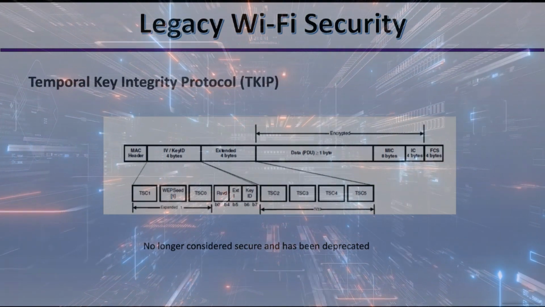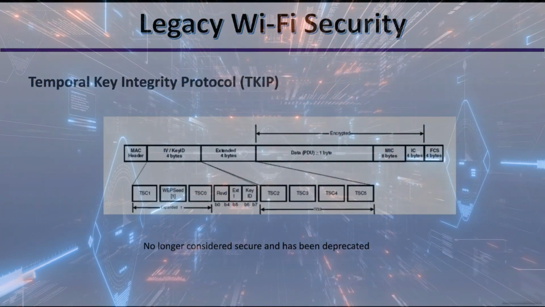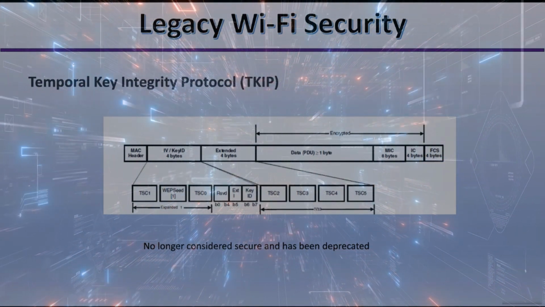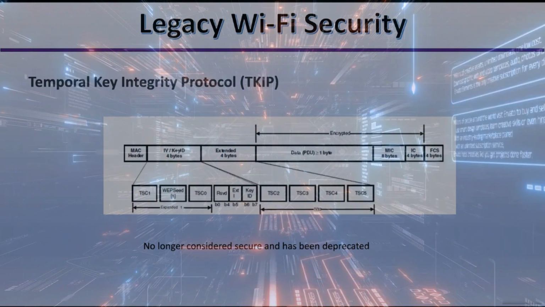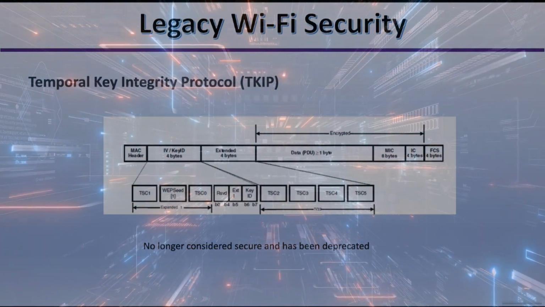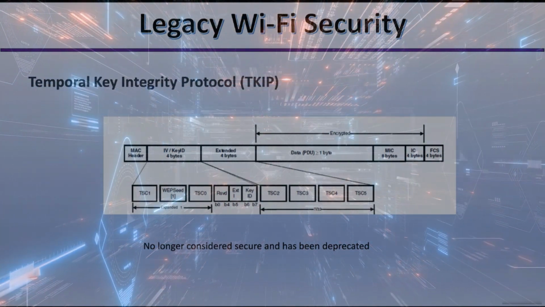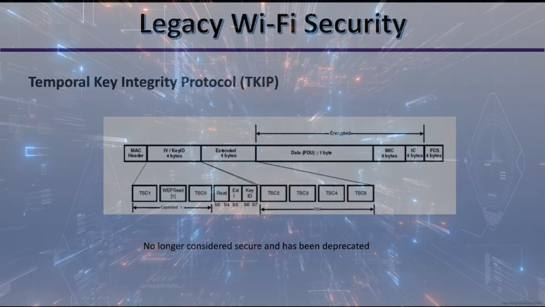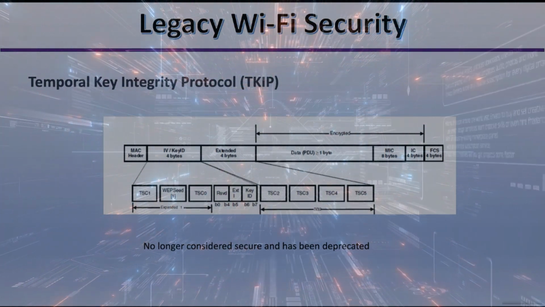In TKIP, we take the initialization vector, or IV, and extend it to 48 bits. This IV serves as a sequence counter, starting from 0 and incrementing by 1 for each MPDU. And to strengthen security and eliminate weak keys, we introduce an additional 32 bits to the original 24-bit IV from WEP.